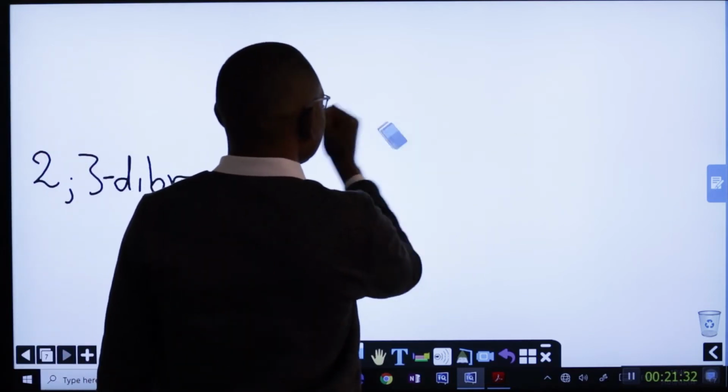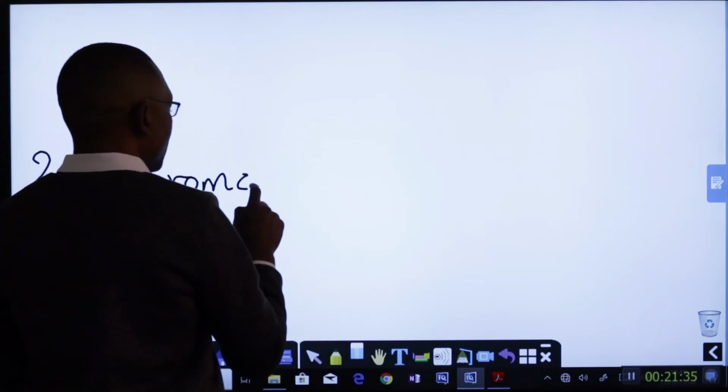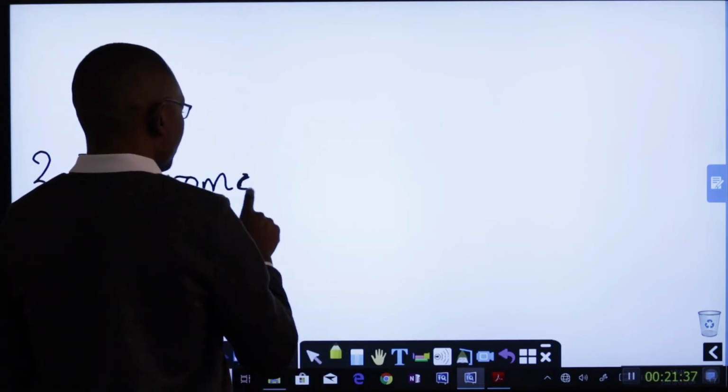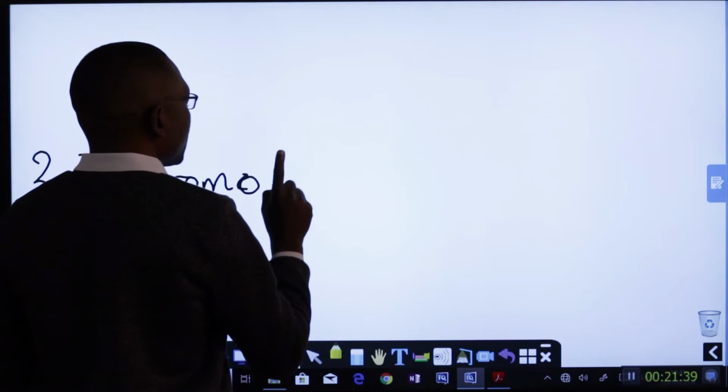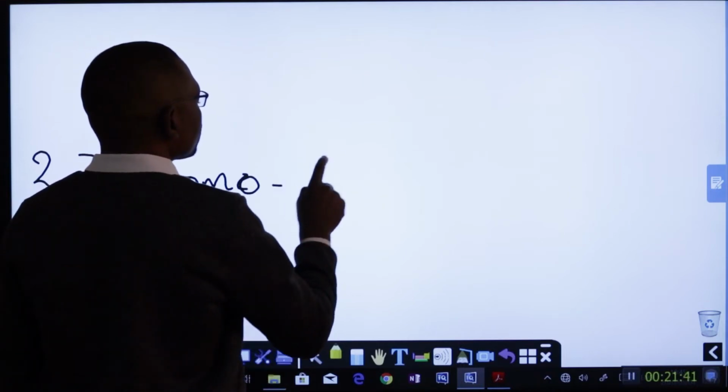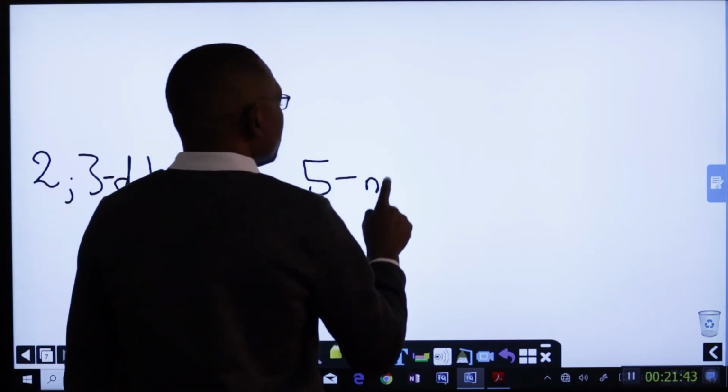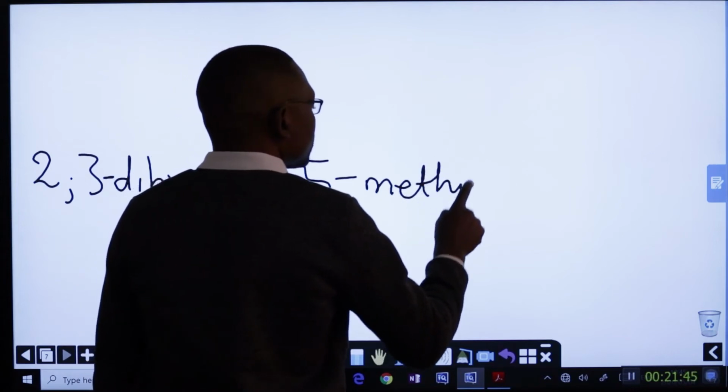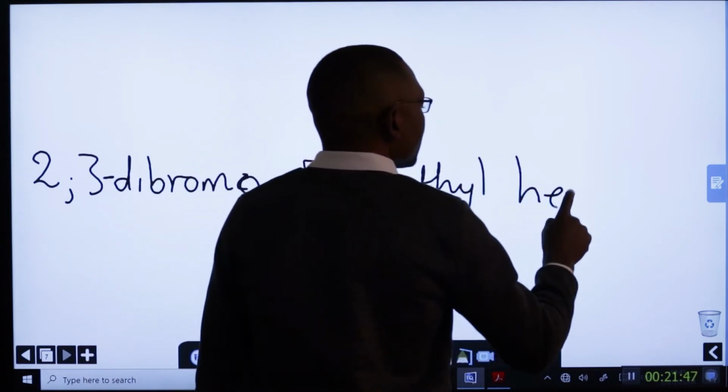It's going to be dibromo, and then our methyl is on carbon number 5, so it's going to be 5-methyl heptane.